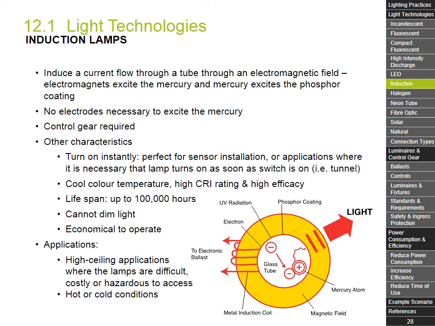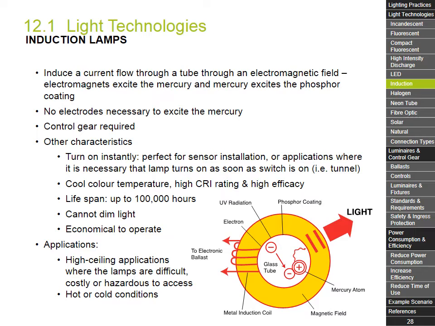Induction lamps are a different type of fluorescent light. They work by inducing a current flow through a tube by way of an electromagnetic field generated by carefully shaped coils around the outside of the tube. These work similarly to fluorescent lamps, however the process in which they excite the mercury is the difference.